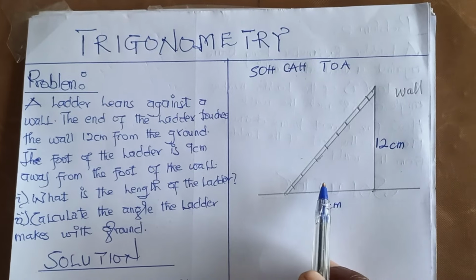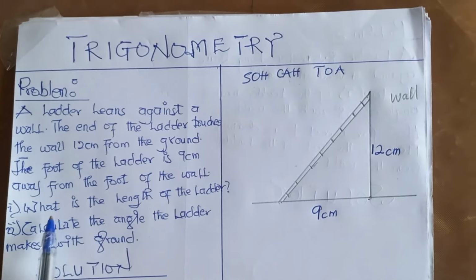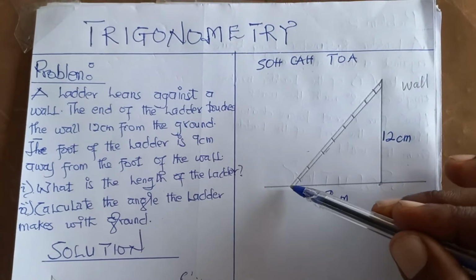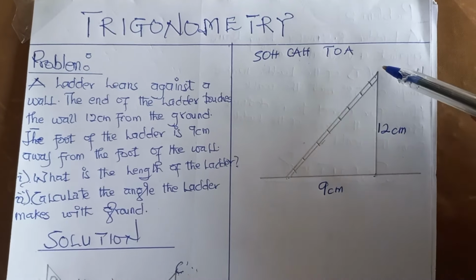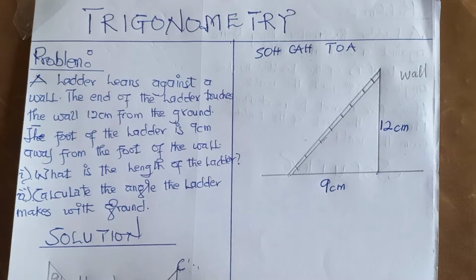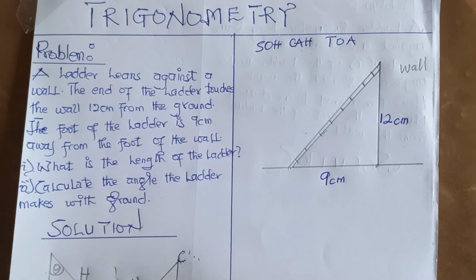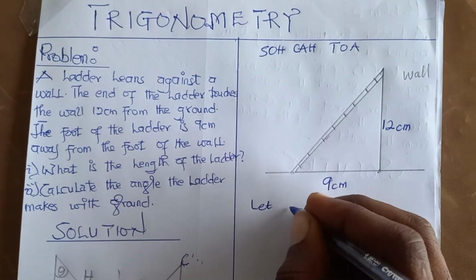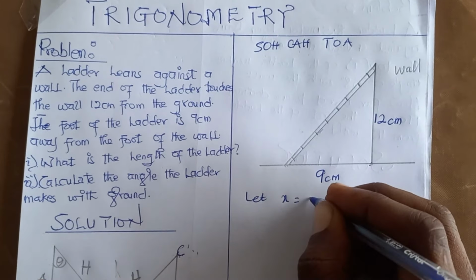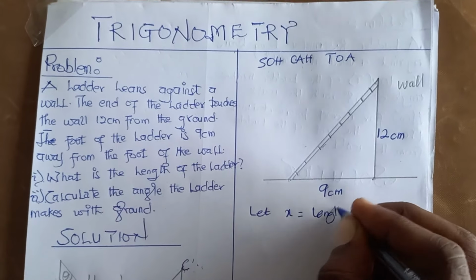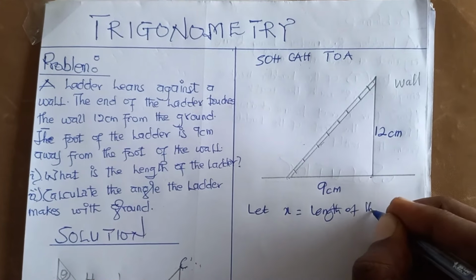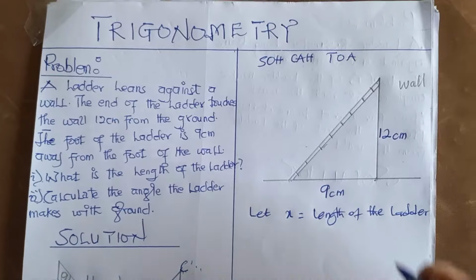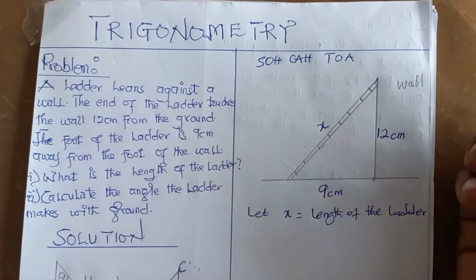Now, what else do we need? It says, what is the length of the ladder? So the question is asking us the length of this ladder. Okay, and we don't know. So we can say that let x is equal to length of the ladder. Good. So we can name this as our x.